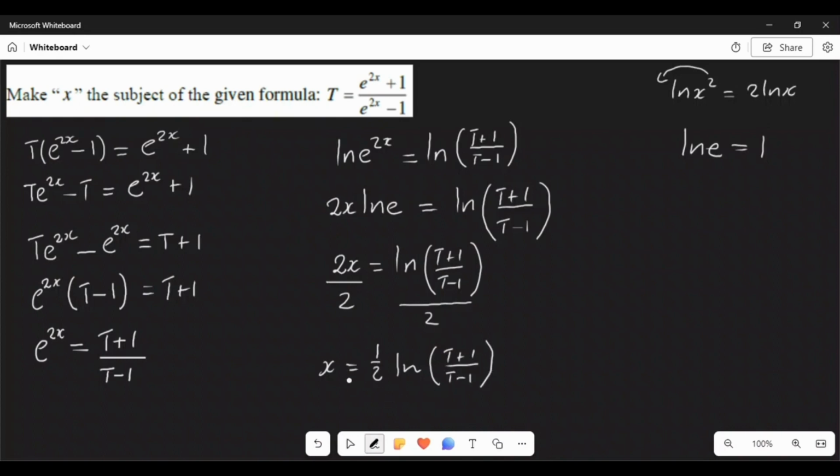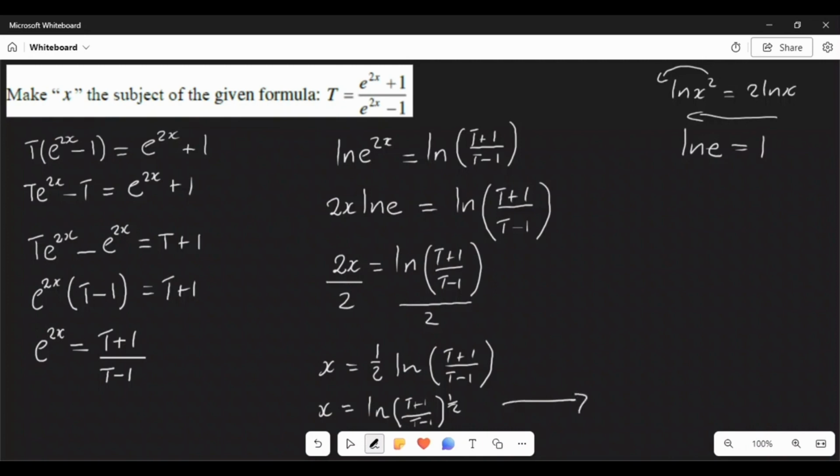I think the answer is correct like that, but you can still continue using the rule that I showed you here, guys. You see this rule? You can reverse it. You can take it from here going this way. We have half, so if you take half to the other side, we're going to have something like this: natural log, and then we have t plus 1 over t minus 1 to the power of half, right? To the power of half.